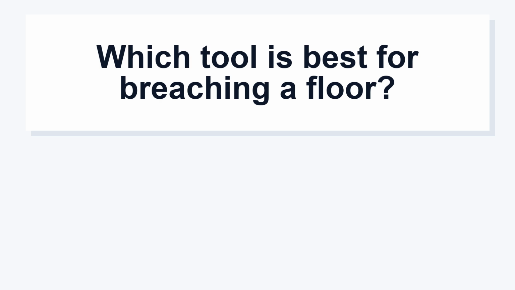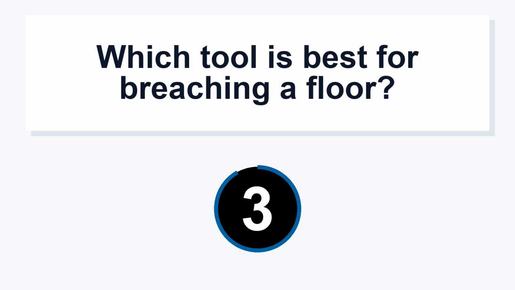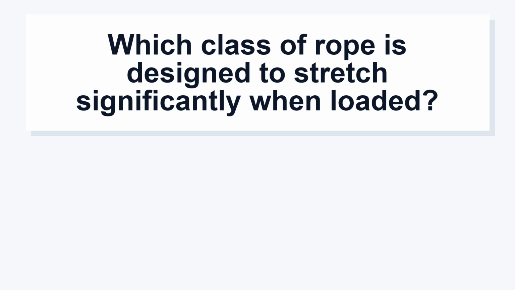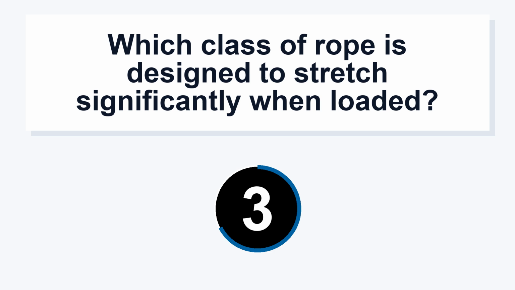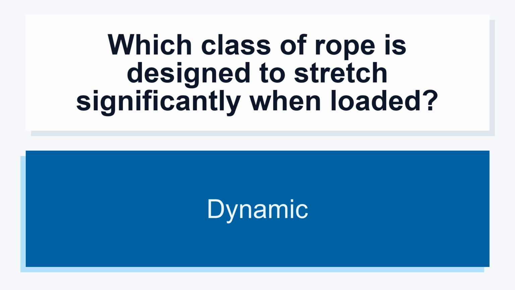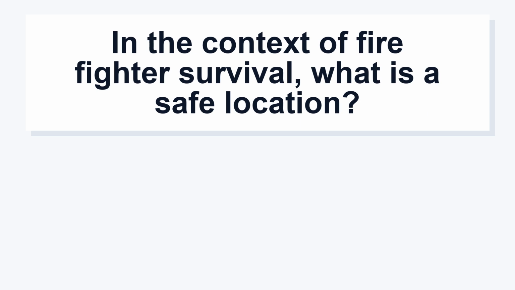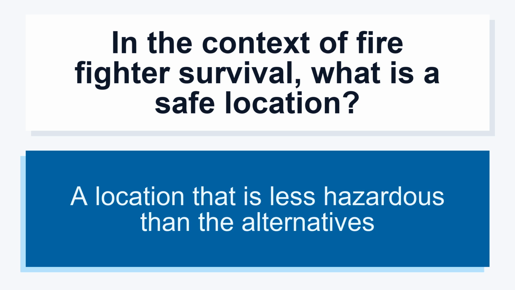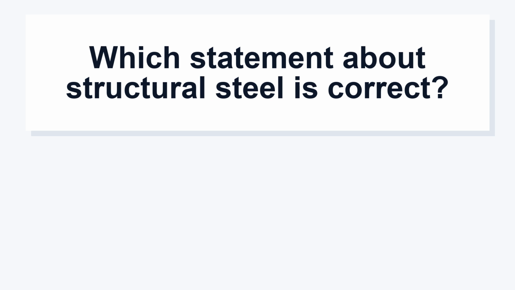Which tool is best for breaching a floor? Rotary saw. Which class of rope is designed to stretch significantly when loaded? Dynamic. In the context of firefighter survival, what is a safe location? A location that is less hazardous than the alternatives. Which statement about structural steel is correct?